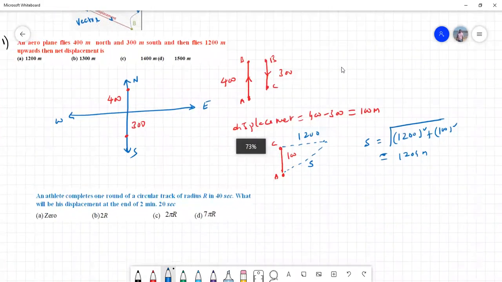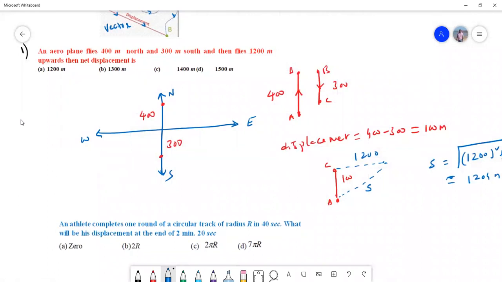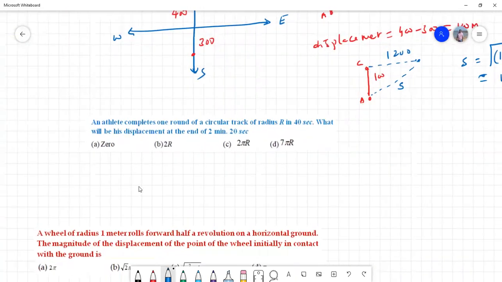But if you look at the options, what are the options given? The first option is 1200 meters. Second is 1300 meters. Third is 1400 and fifth is 1500. So what is the nearest to 1204 meters? The meaning of this is it is at a height of almost 1200 meters above. That means 1204 means it is above the point C at a distance of 1200 meters. Now let's move on to the next question.